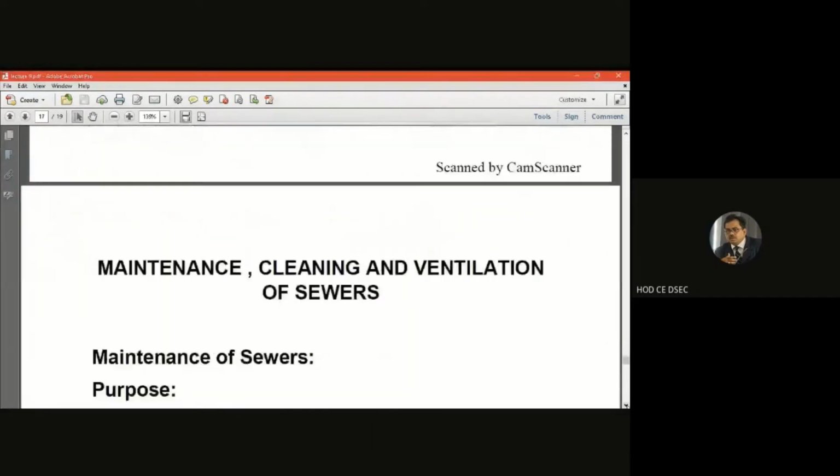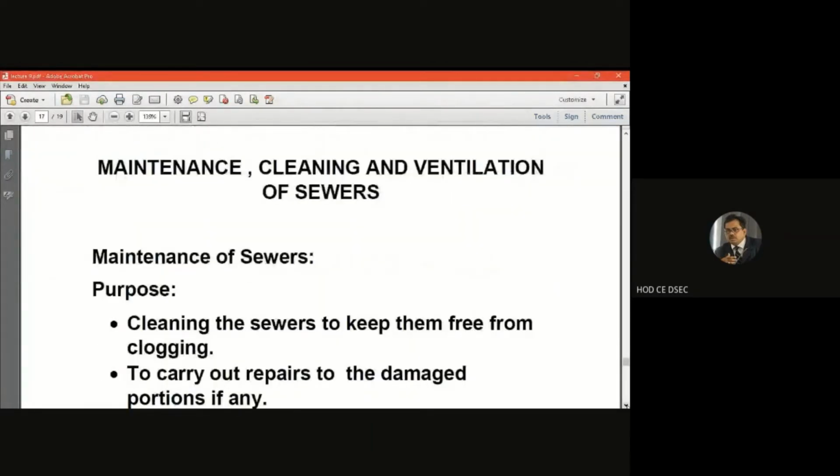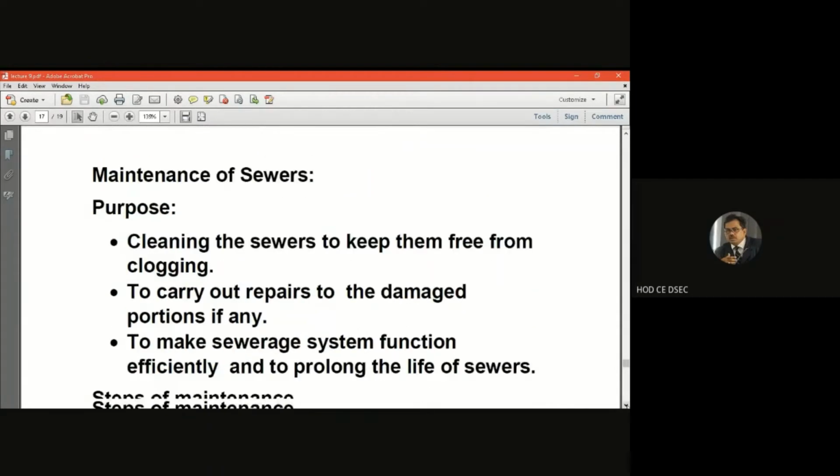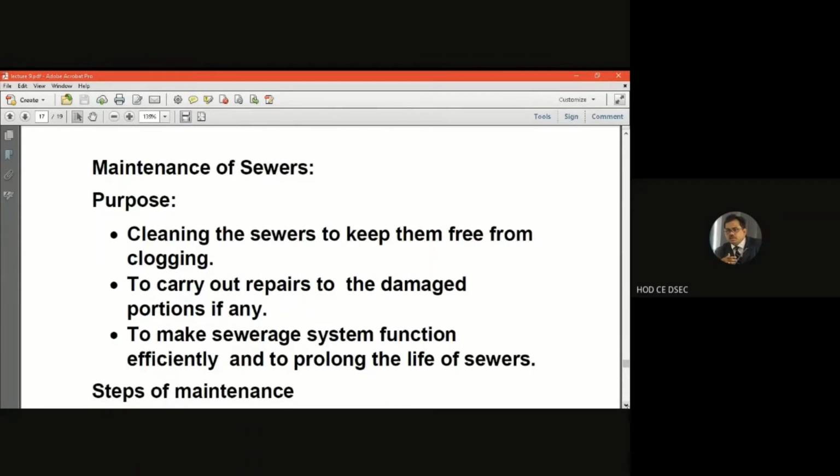Now I am going to the maintenance, cleaning and ventilation of the sewers. Very, very important. This is in your module 3 as per your syllabus curriculum. Now I am going to discuss the maintenance, cleaning and ventilation of sewers, which is a very, very fundamentally important topic. Now, why maintenance of sewers? Cleaning the sewers to keep them free from clogging.